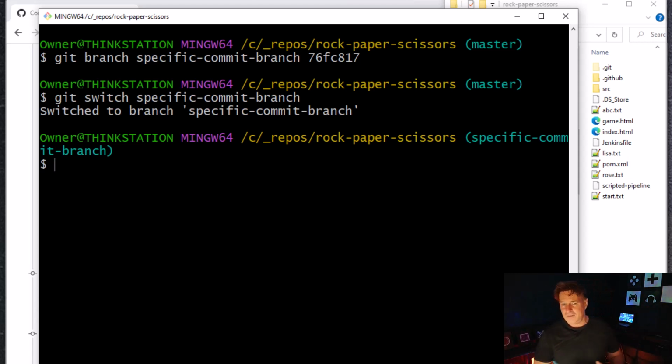But with the git reset, everything happens on the same branch. Git reset messes up the commit history. This doesn't, but you got to do a merge if you want to get back into that original branch.